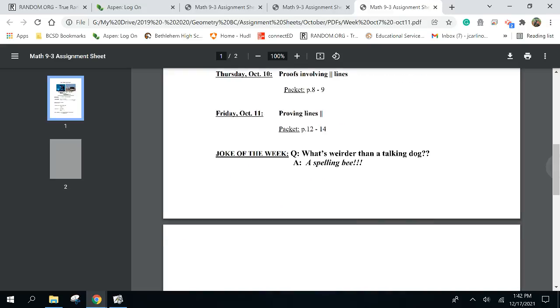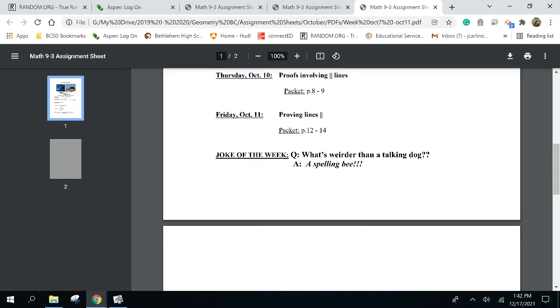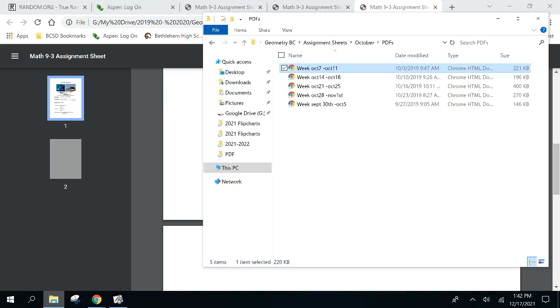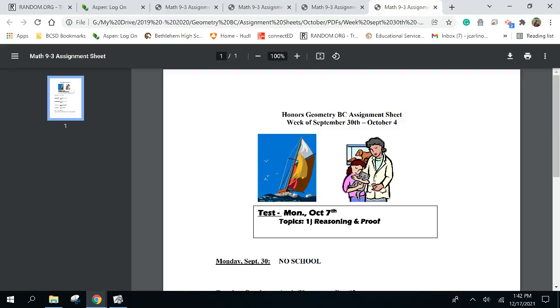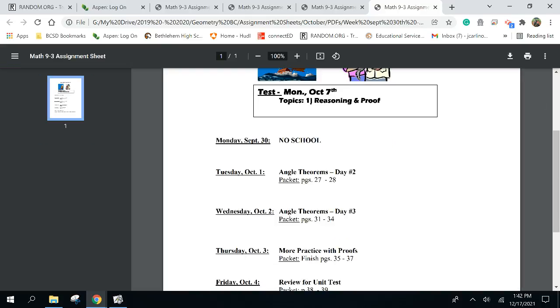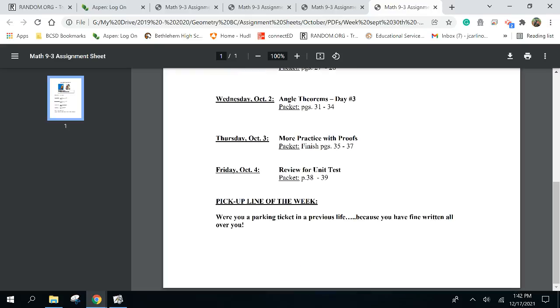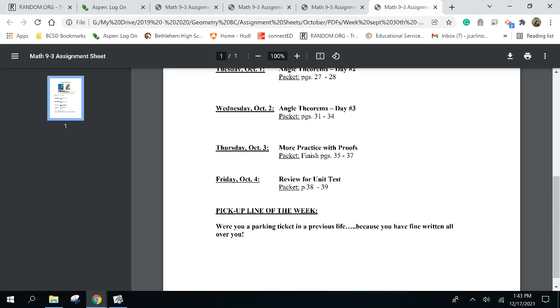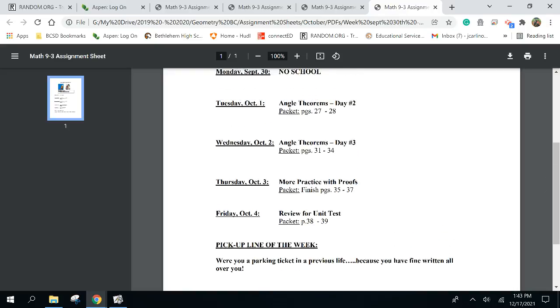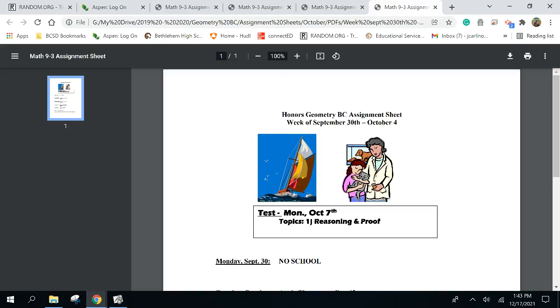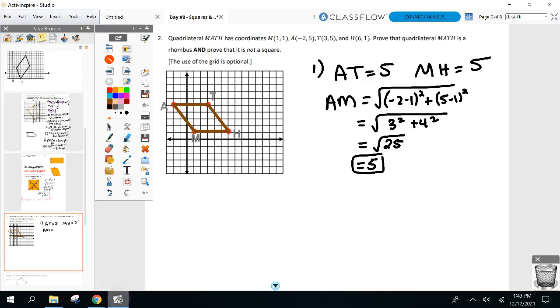Nope. What's weirder than a talking dog? A spelling bee. Where is one of the pickup lines? What did you do today in math? What we did old? Oh, there it is. One pickup line: were you a parking ticket in a previous life? Because you have fine written all over you. There you go, fellas. Use wisely, fellas. All right, good little break there.